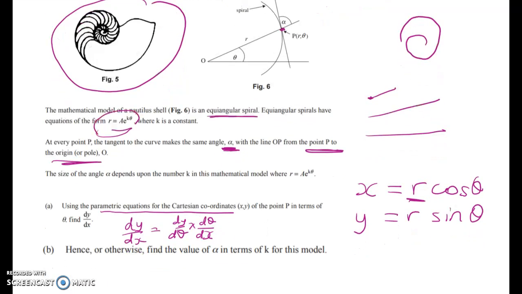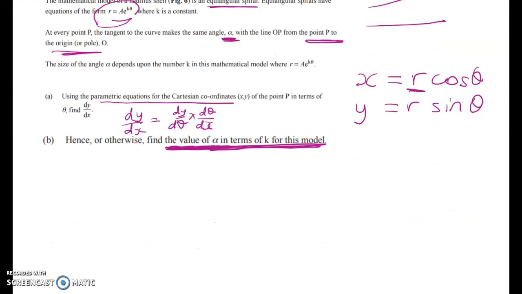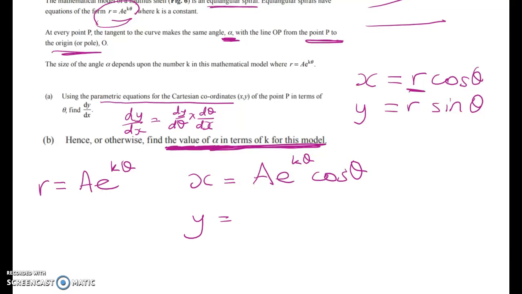The second part is the part that Jim asked me about, which was what did the solutions mean and how did they do this bit down here? I want to show you just one little Year 9 geometry thing that's going to make that problem doable. So let's do part A first. We've got r is equal to a e to the k theta, where K is a constant. So what's x? Well, x will be equal to a e to the k theta cos theta. Y will equal a e to the k theta sine theta.